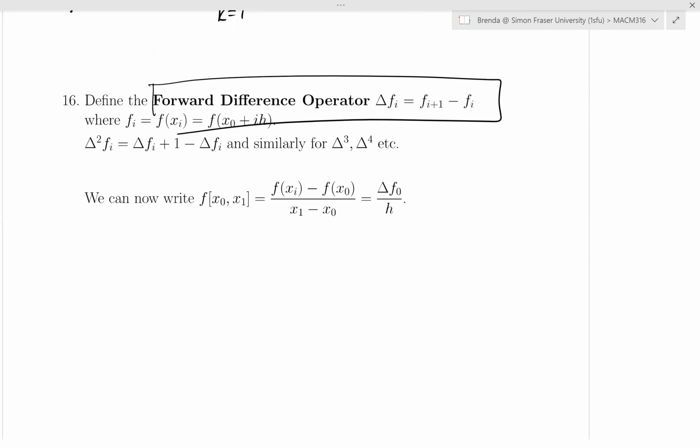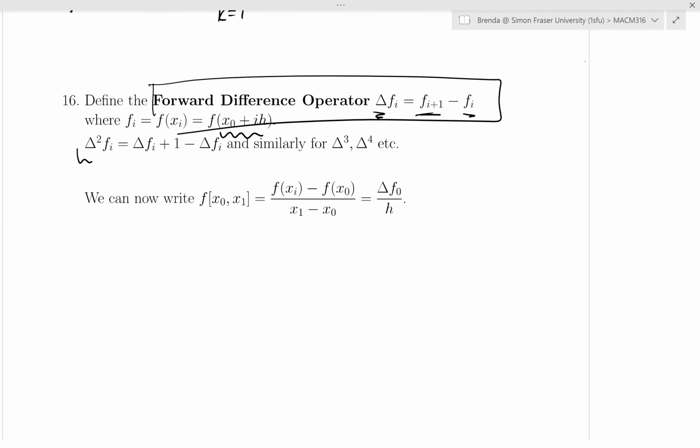The forward difference operator is, we use the capital delta for that. So delta of F_i is simply F at i plus 1 minus F at i. And we are in the case of even spacing. So that is x_i is x naught plus some number of little spaces moved over. This is the even spacing. It doesn't make sense to do this if you have uneven spacing.